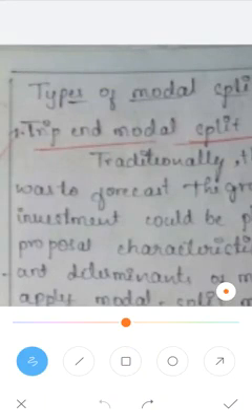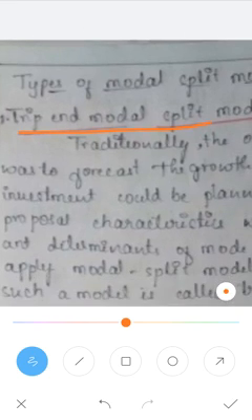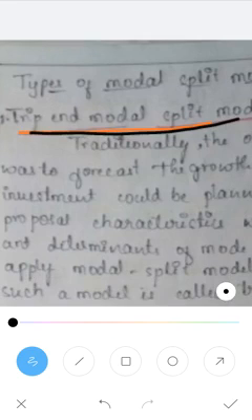The types of the model split. In this, the first one is the trip end model split models, and the second one is the trip interchange model split models. The third one is the aggregate and disaggregate models, and the fourth one is the binary logit models. Okay, so in the first one we will see what the trip end model split is.